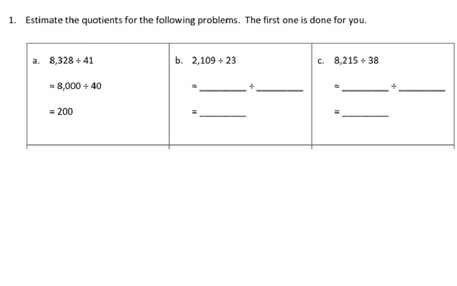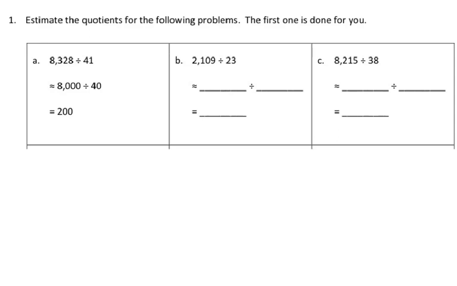A has already been done for you. So A reads 8,328, and we're dividing it by 41. Since we're estimating these, we're rounding these numbers, and 8,328 rounds down to 8,000 divided by 41, which is 40. And then this is a pretty simple mental math problem, and you get an answer of 200.